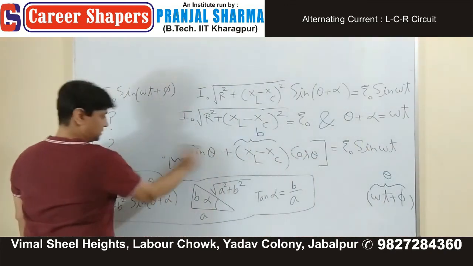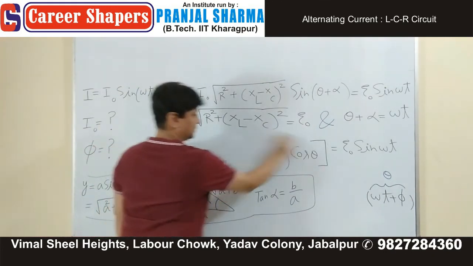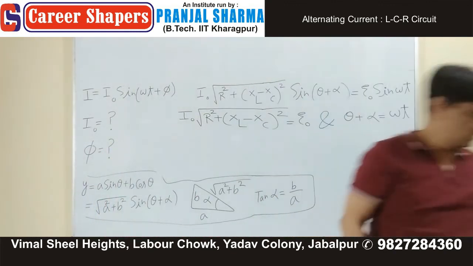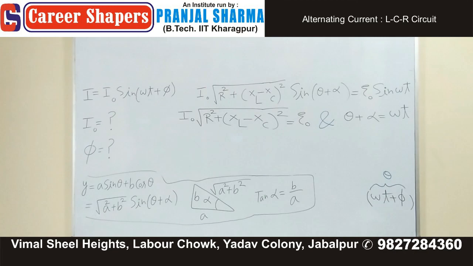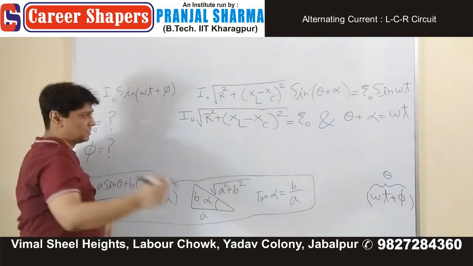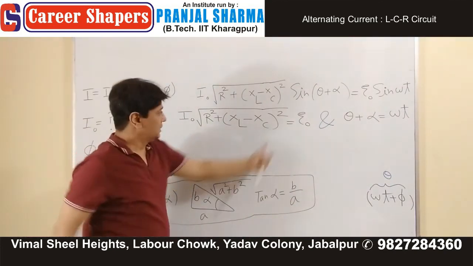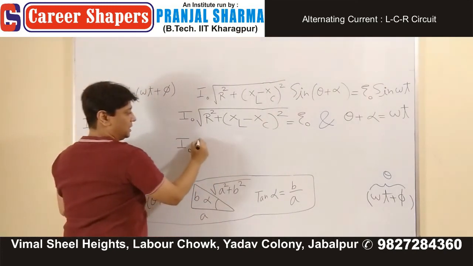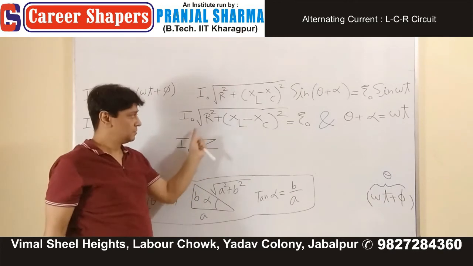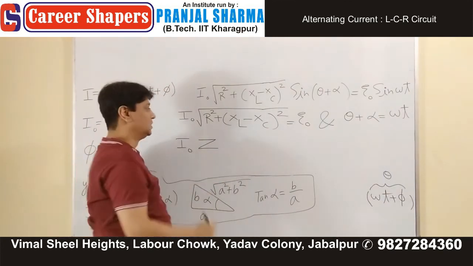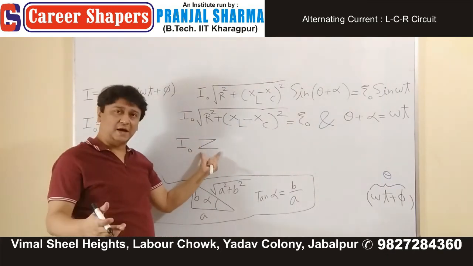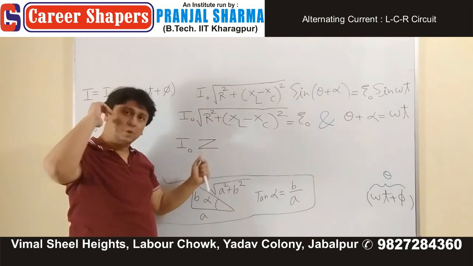Last few minutes, look here. Just 2 minutes more. This whole thing under the root is called Z, impedance. We'll discuss these things in the next class. This whole thing has a name Z. What is Z? Impedance. What is impedance? We'll discuss that in the next class.